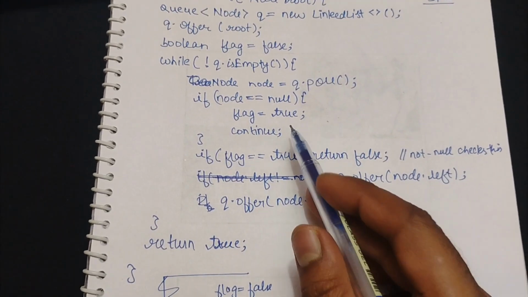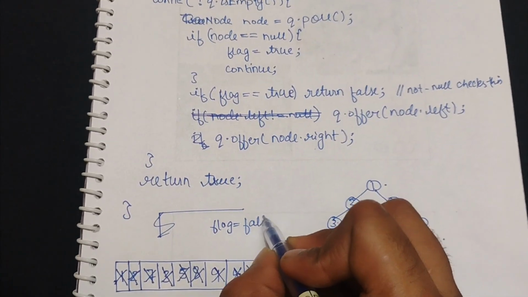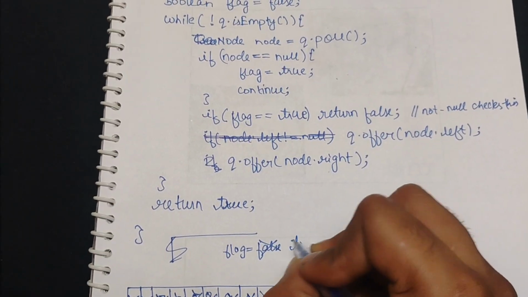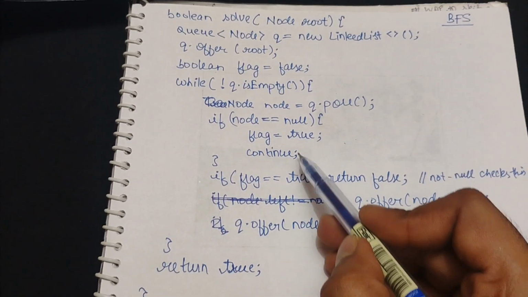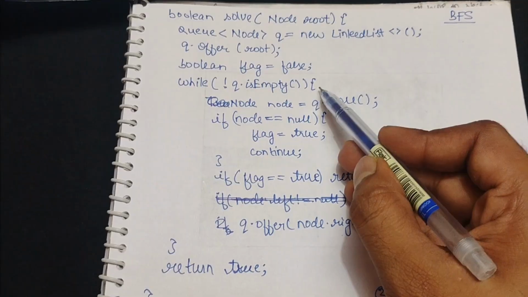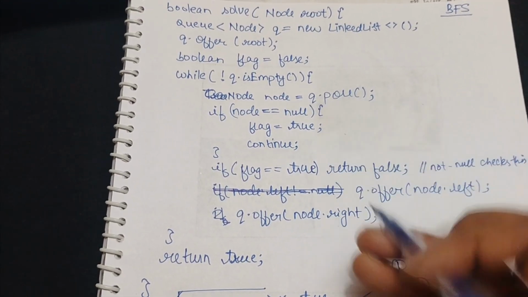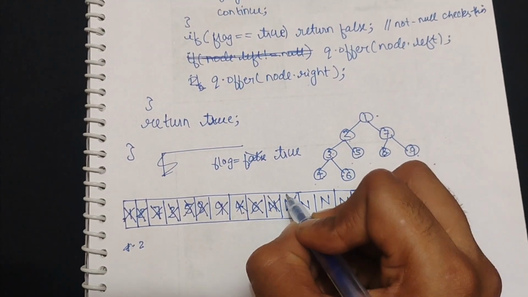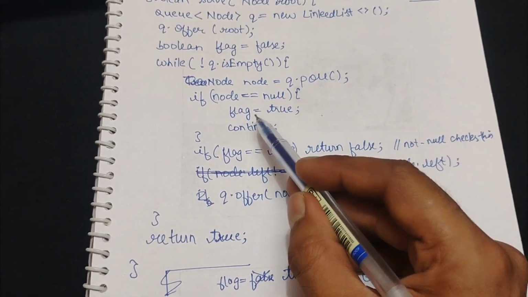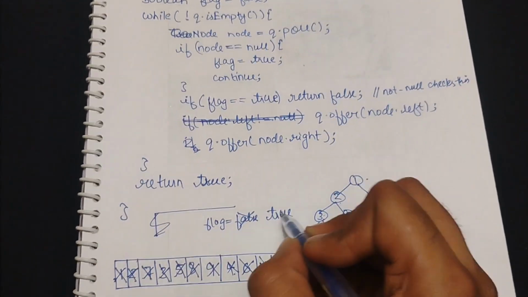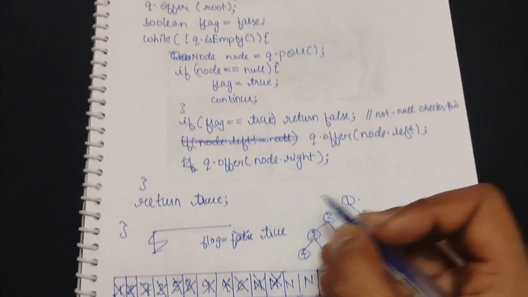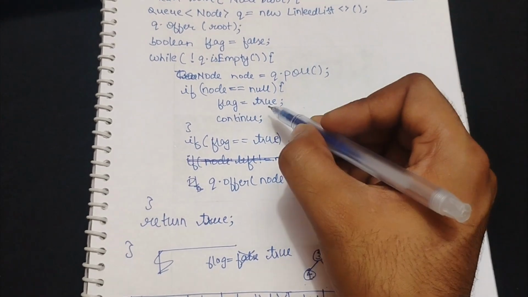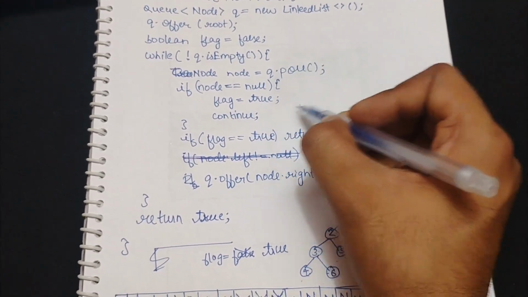Now this is null. If node is null, yes, it is null. So now set flag as true. Continue. The code again comes over here. Pop out element. Again pop out element. This is null. Yes, it is null. Flag equals true. It is true. So don't modify, don't change. Continue.